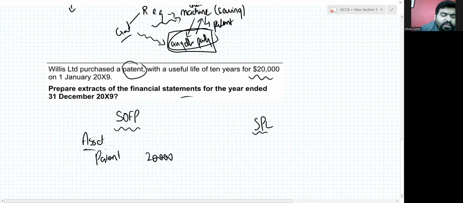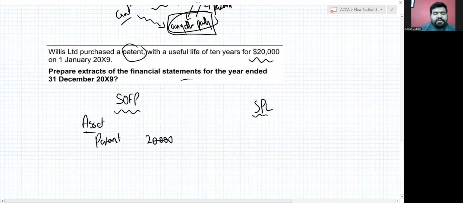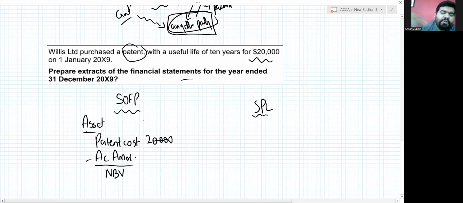When the patent is purchased, it is written like patent directly in assets. But once it is depreciated, we are going to deduct accumulated amortization from here, not accumulated depreciation, accumulated amortization, and we will calculate net book value. Patent cost minus patent accumulated amortization. Like depreciation is deducted from cost, here the amortization is deducted from the cost, and you will get the answer of net book value.